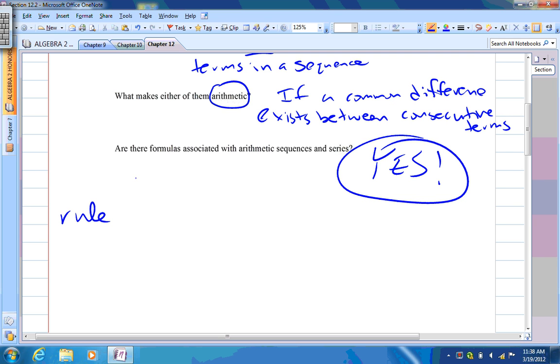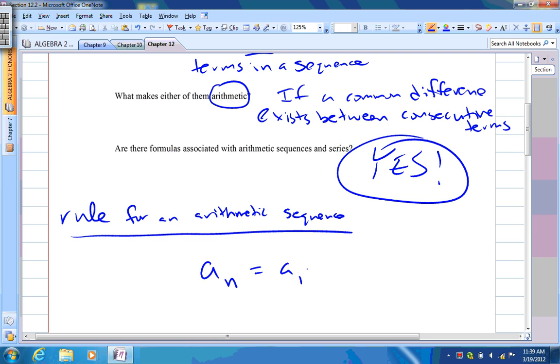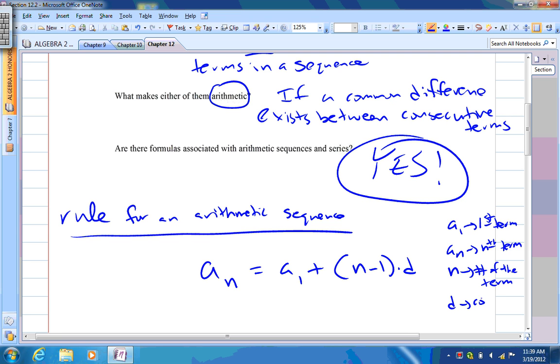So the rule for an arithmetic sequence is the following. A1 is always the first term. An will be the nth term, meaning whatever term you're looking for. If you're looking for the 5th term, n would be 5, or the 6th term, n would be 6. N will be the number of the term. And d will be the common difference.